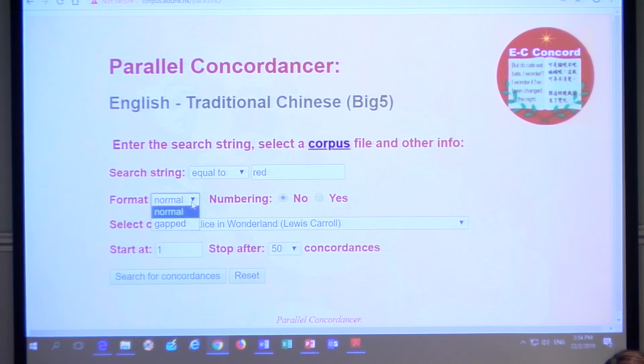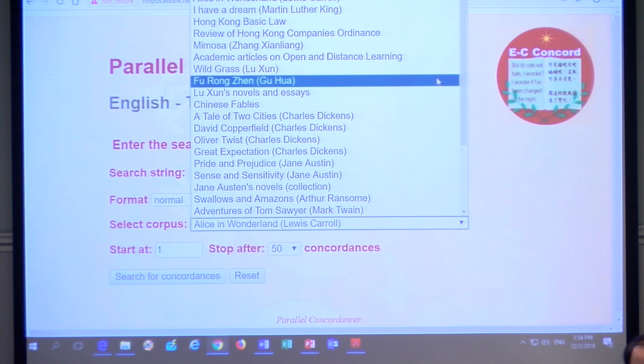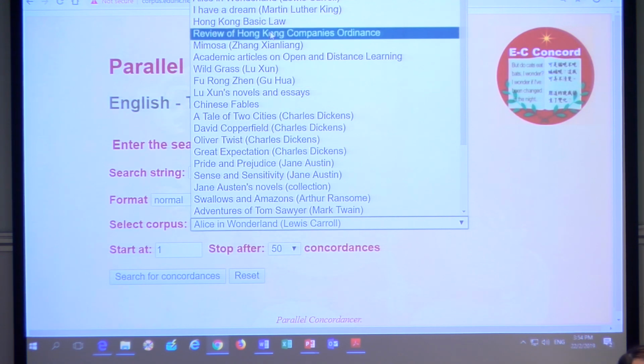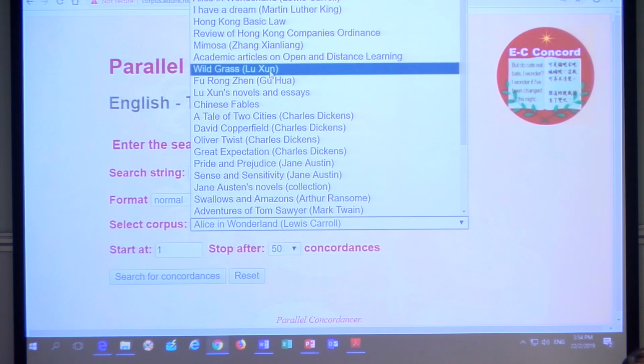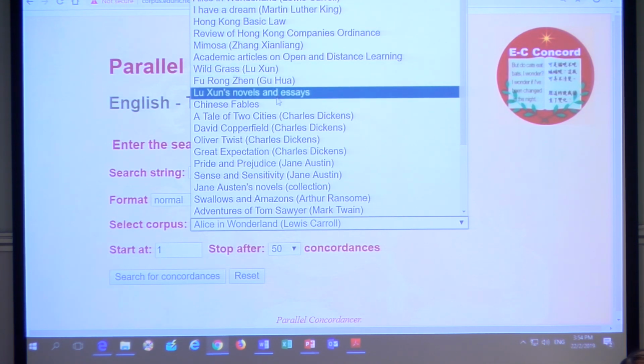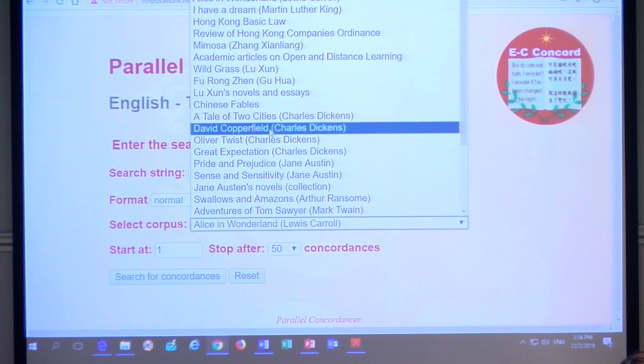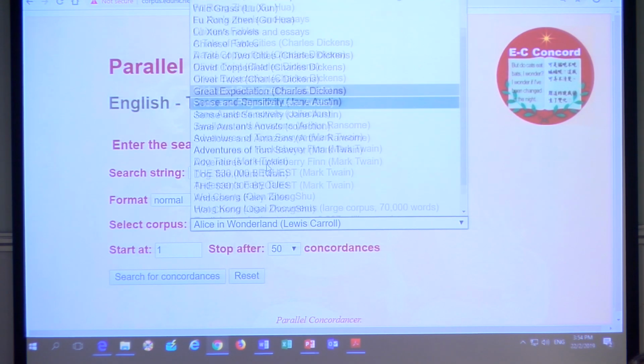Format, you can just get the results, or you can gap the search word. It's for creating exercise purposes. You can number them, so you get 1, 2, 3, 4. Okay, then select corpus. Okay, so these are the corpus files I have compiled over the years. You can see some of the novels, Alice in Wonderland, or Lu Xun's Ye Cao, Wild-Grass, Chinese Fables, David Copperfield, okay, Pride and Prejudice.